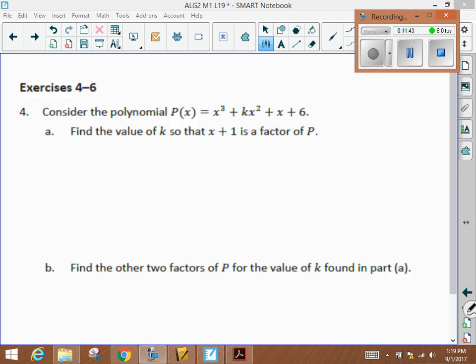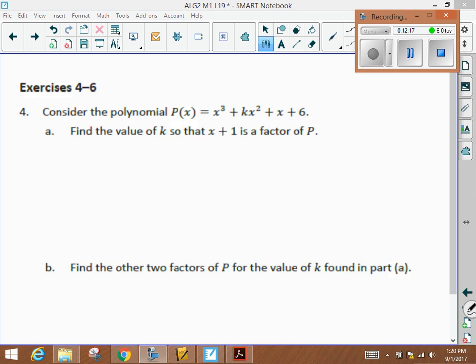All right, so let's check this out. On a first look, this looks crazy, right? Talking about if x plus 1 is a factor of p. Okay, what does that mean if x plus 1 is a factor of p? That means that x plus 1 divides this expression, x cubed plus kx squared plus x plus 6, evenly. It divides it in a way that there is no remainder, right?